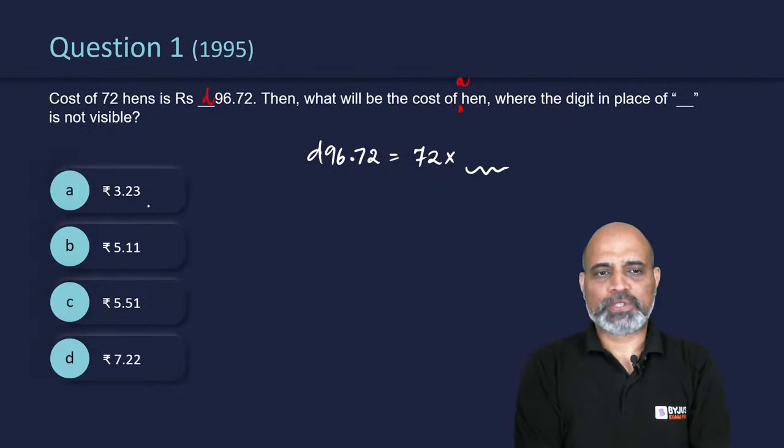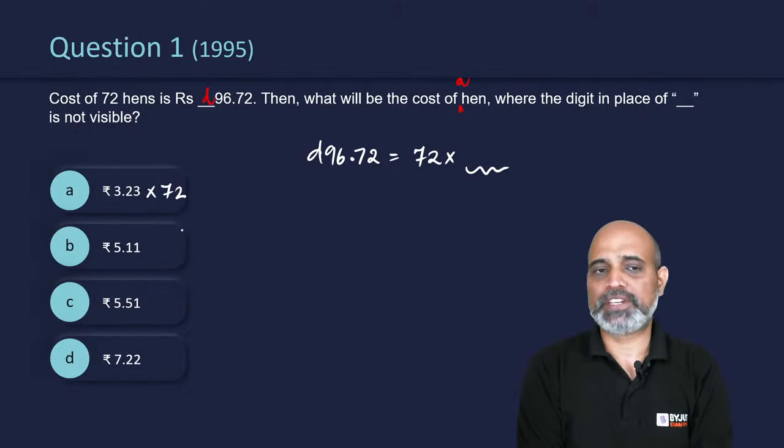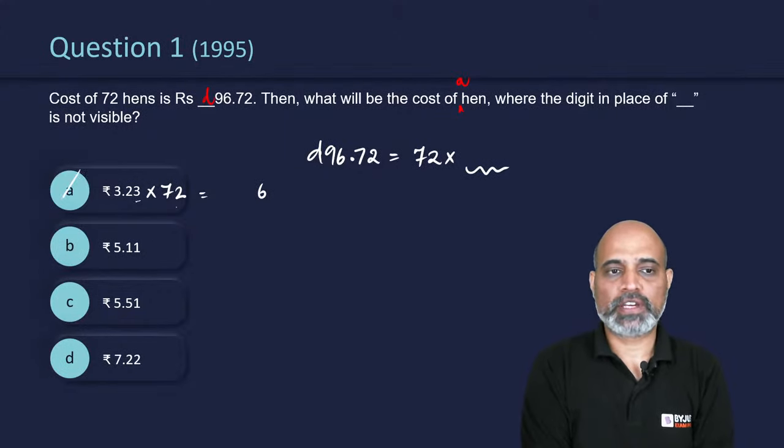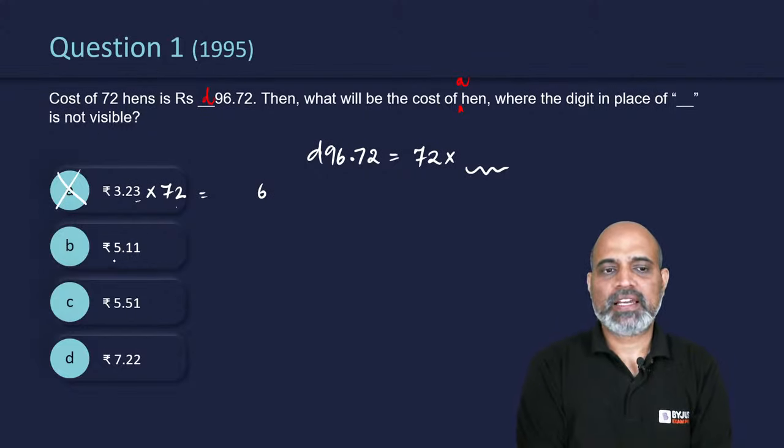Let's start with the options. Suppose the first option, if I take 3.23 into 72, the last digit is going to end in a 6. We have a 2 here, so A can't be our answer. Let's look at the next one. 5.11 into 72 will end in a 2. We do have a 2, so B may be the answer.